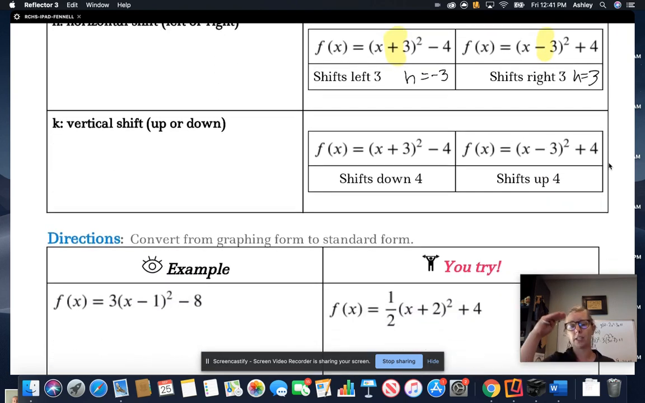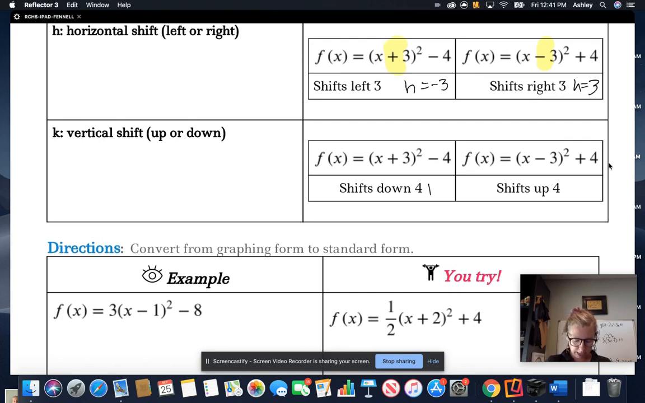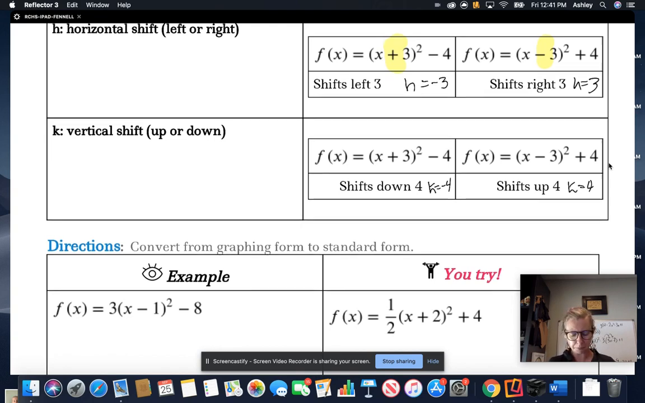k is our vertical transformation. It's going to shift us up and down, and it matches what it looks like in the equation. So -4 means we're going to shift this entire function down 4 units. +4 is going to be a shift up 4 units. So this is k equals -4, and this one would be k equals +4.